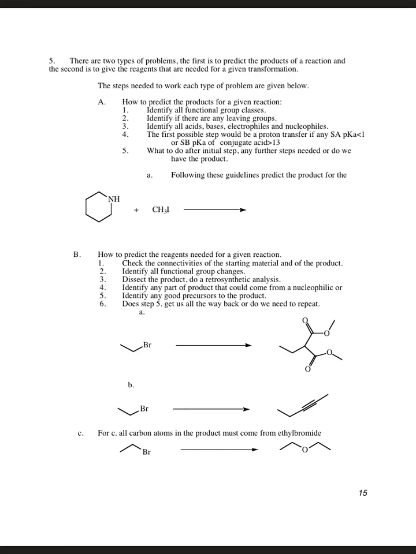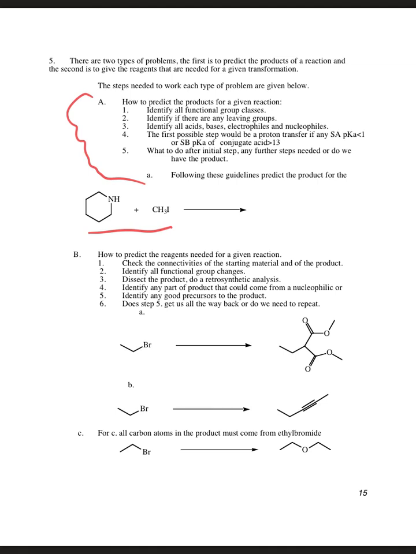So there are 2 types of problems you will see on this test. Okay, one is where I give you the starting materials like this first one, and you decide what it's going to form. So in it, we have to follow these steps to figure out what can happen. The first thing we want to do is identify the functional group classes and go from there on down. So we have the alkylamine and we have the methyl iodide.